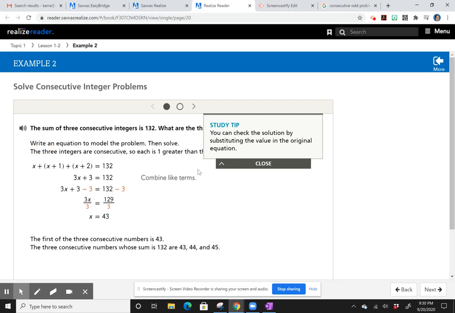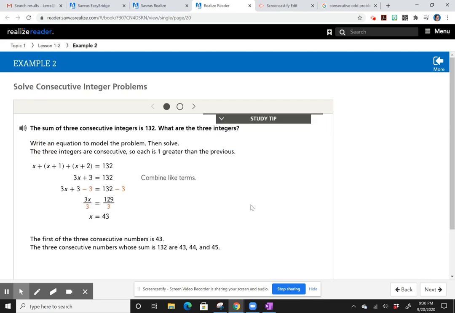It just talks about writing an equation to model the problem and then solve. It says the 3 consecutive integers are consecutive, so each is 1 greater than the previous. So notice they started with just the x, and then they added 1 to it, and then they added 1 more, and now they had a 2-step equation as well, because they combine like terms. I minus 3 underneath the 3, but they like to do it horizontally, which is fine. It's a friendly 2-step. You get x equals 43.